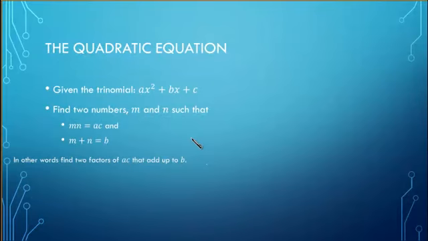As usual, we start with the general case. So here we have a quadratic expression. It's not really an equation as there is no equal sign here. Now, how do we factorize this?